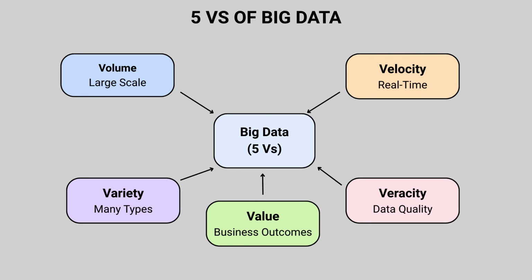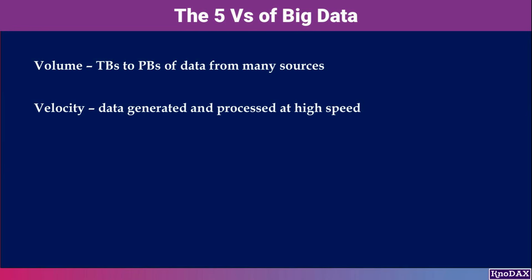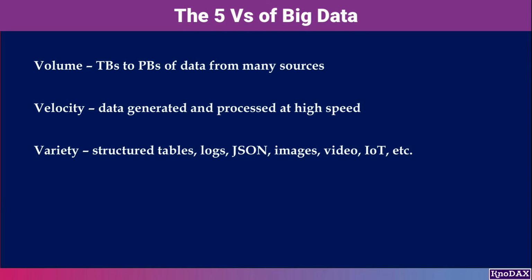Next is velocity, which speaks to the speed at which data is generated and needs to be processed. Real-time applications, IoT devices, and clickstream events all push data through systems at high speed. The third V is variety. Data no longer fits neatly into structured tables. It now spans logs, JSON, images, video, IoT signals, and much more.